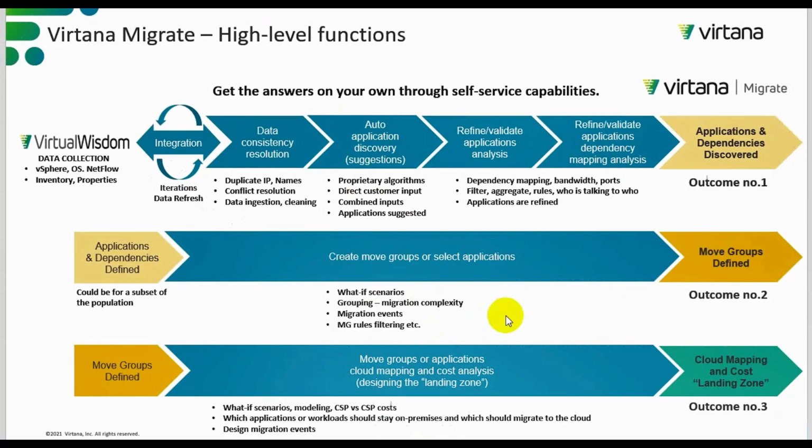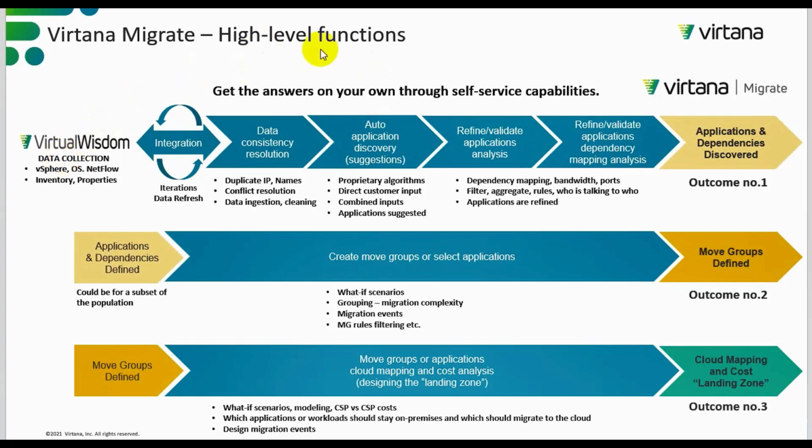To get those answers and to reach those outcomes, we first deploy Virtual Wisdom in an on-premise data center. Virtual Wisdom is going to collect the critical inventory data, properties, and time series data during the peak business hours of our data center. Once the data is collected, it is imported into Virtana Migrate, where it goes into a data consistency resolution process, otherwise known as data cleansing: removing duplicates, conflict resolution, and integration with systems such as AppDynamics or ServiceNow.